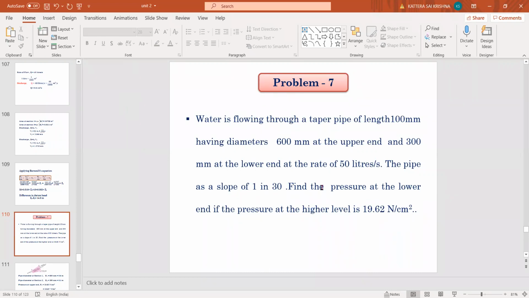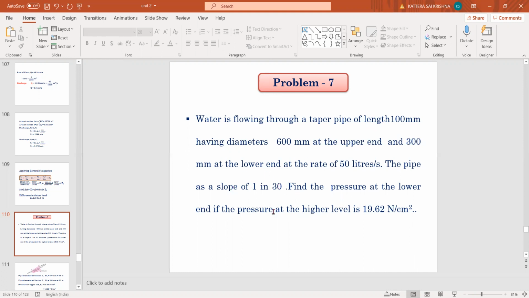Okay, so water is flowing through a taper pipe of length 100 mm, having diameters 600 mm at the upper end and 300 mm at the lower end. So he has given the length of the pipe here. Till now, he never gave it. The rate of flow is 50 liters per second. The pipe has a slope of 1 in 30. So to find the Z1, Z2 values, he has given this length as well as the slope value.